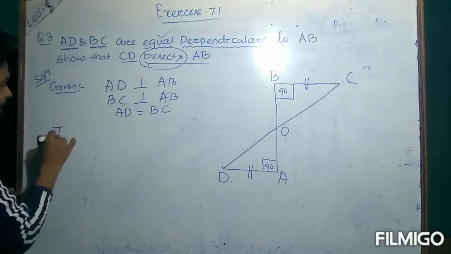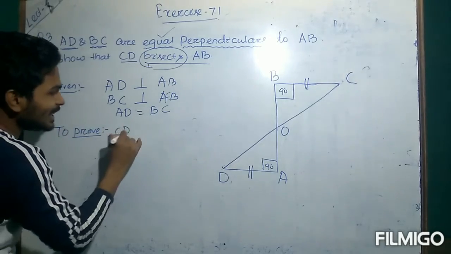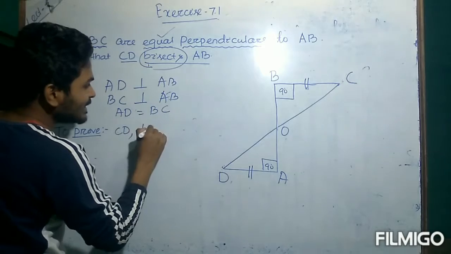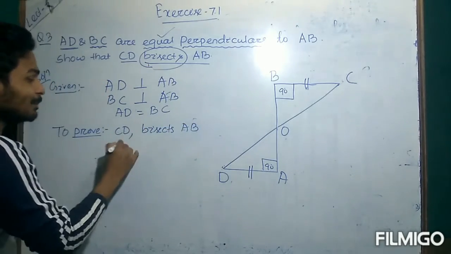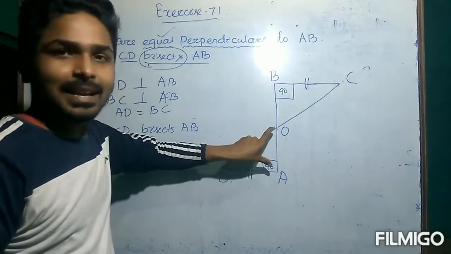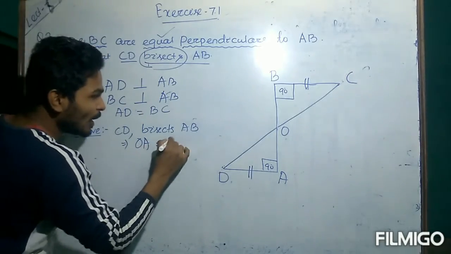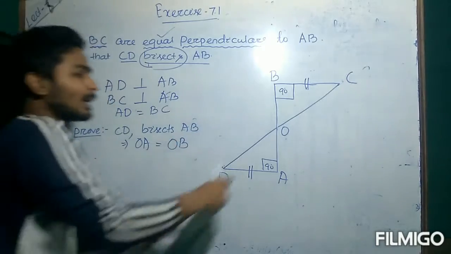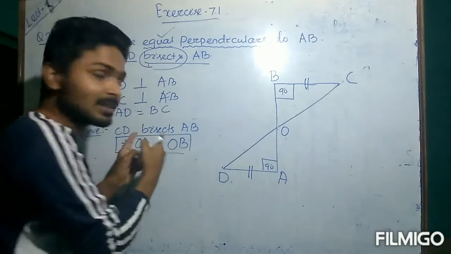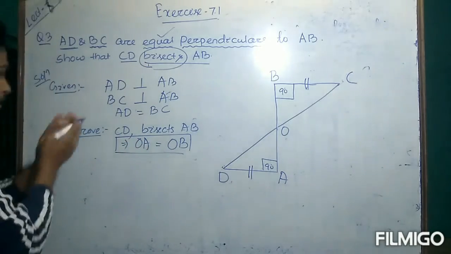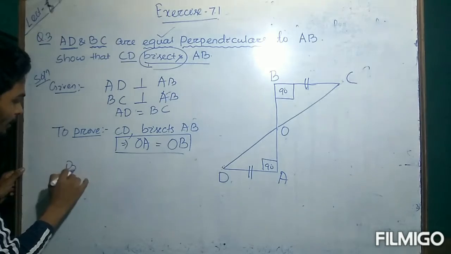Now, what is needed to prove? We have to prove that CD bisects AB. It means this distance is equal to this distance. So we have to ultimately prove that OA is equal to OB. You have to understand this. So let us prove how we can find that this distance and this distance are equal.